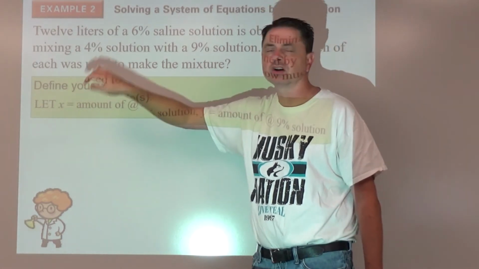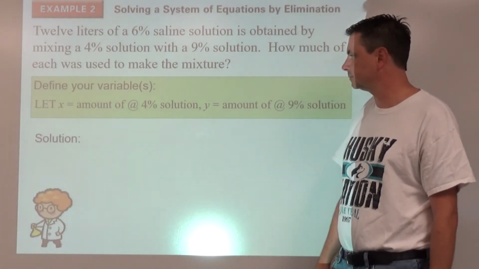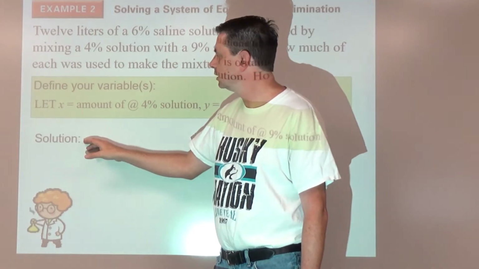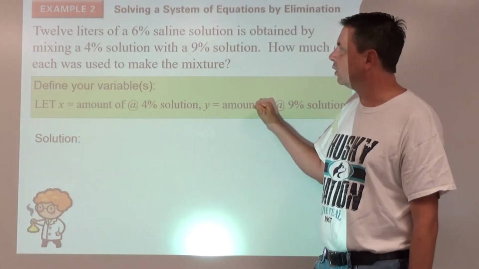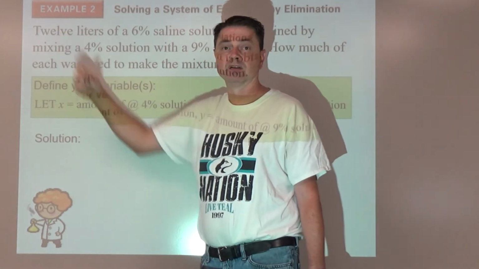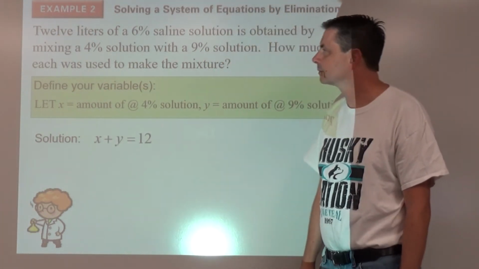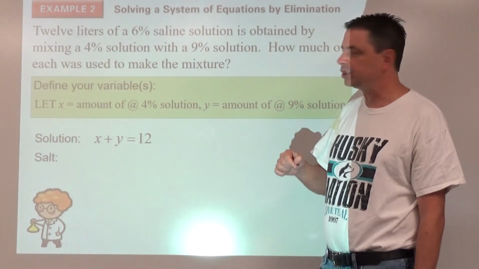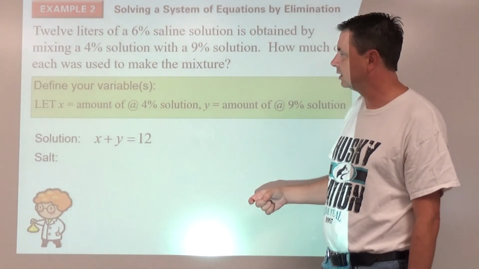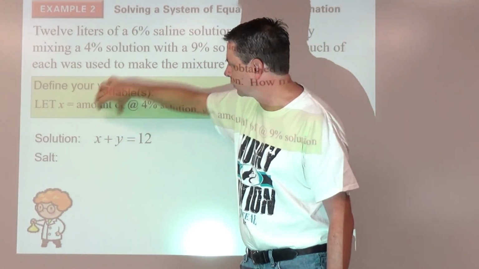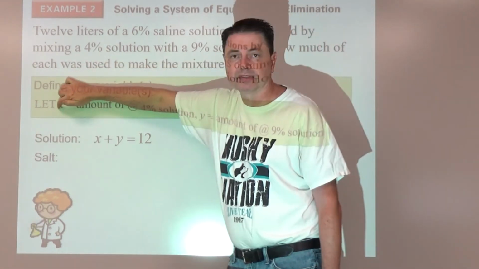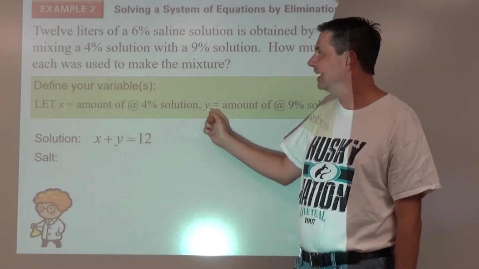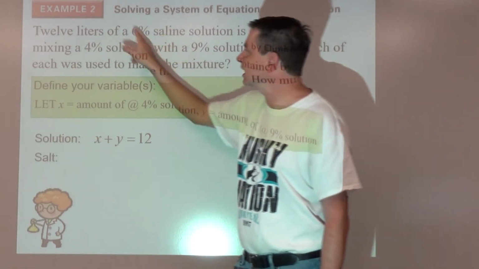Okay. Specify quantities, be specific. All right, so we do have a solution. The amount of X and the amount of Y makes 12 liters. And then we essentially have how much saline, which is salt. How much is the actual quantity of salt? Well, for our first ingredient, it's 4% of the X. For the second ingredient, it's 9% of the Y. And for the mix, it's 6% of the 12.